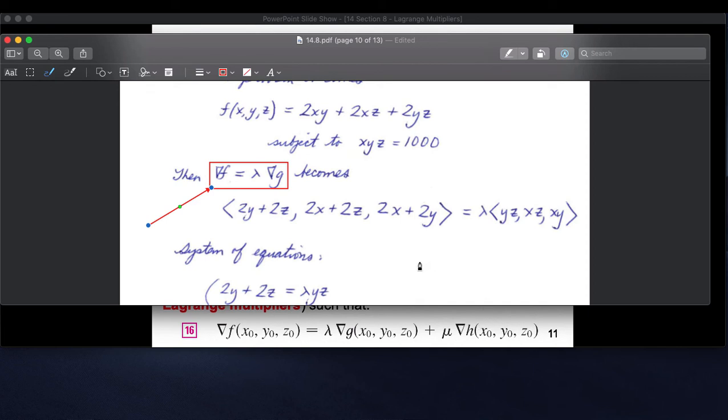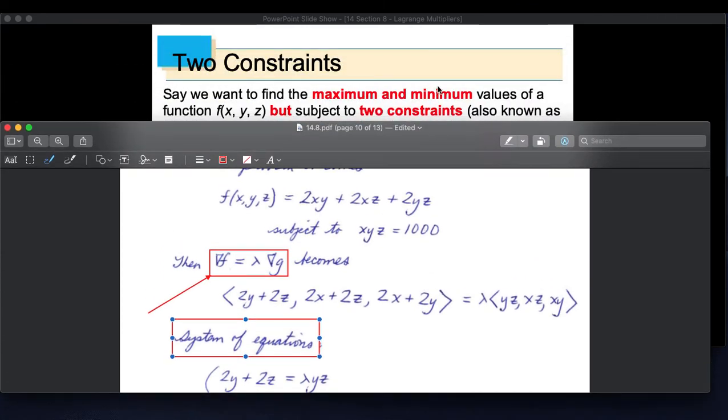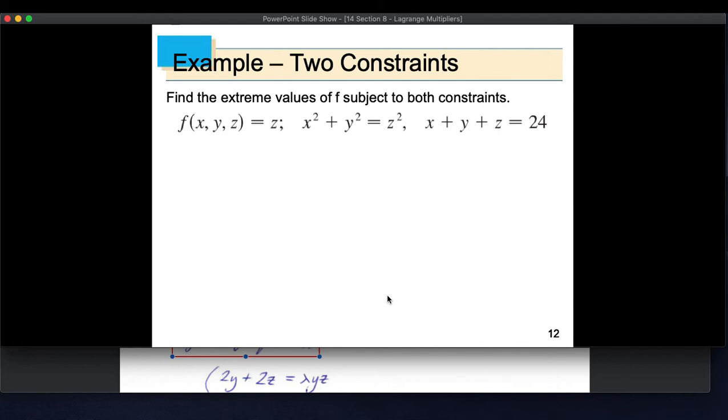And basically proceed from there, and still we'll be looking for a system of equations, is the idea. So really, the concept is not changing at all. It's only adding a little bit more of a layer of complexity is all. So why don't we just go ahead and dive right into an example.